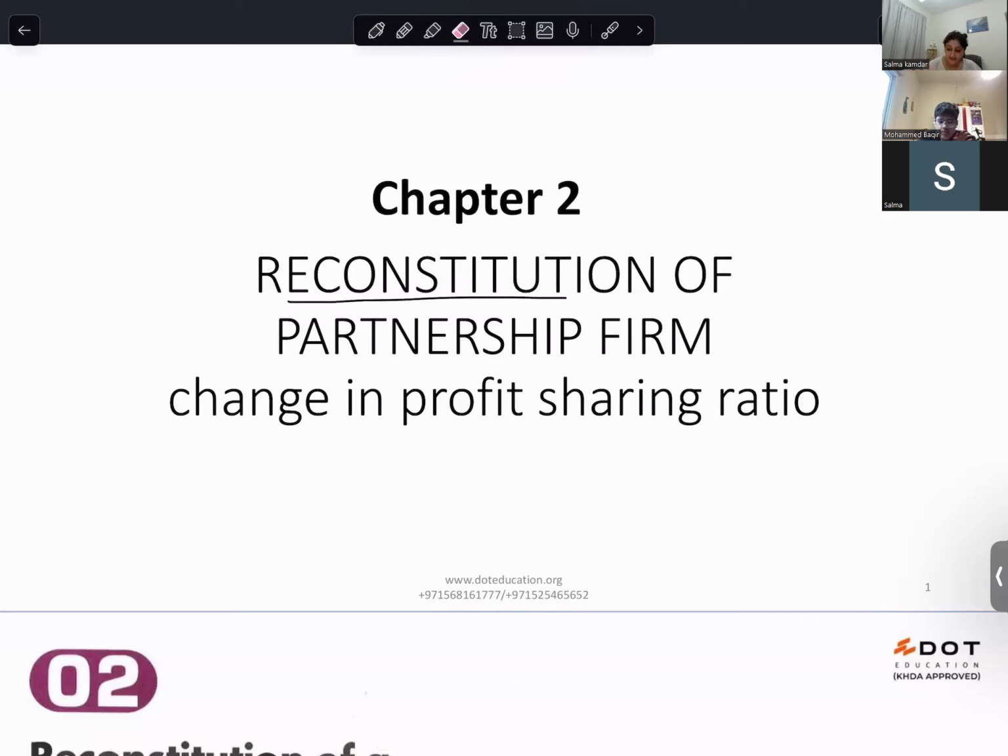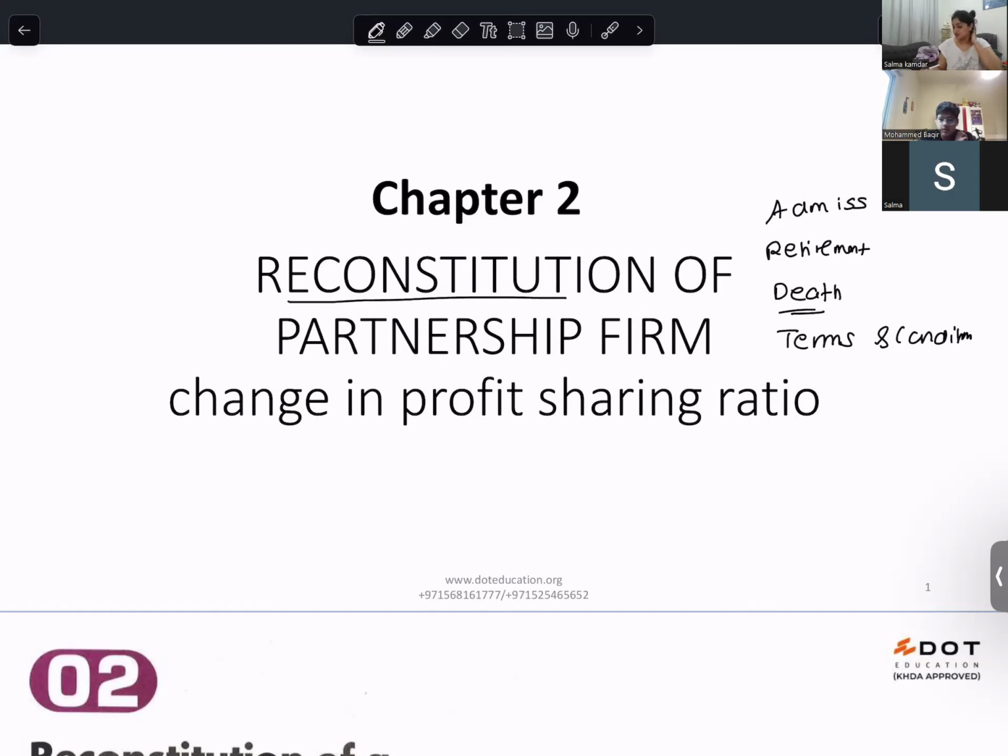That means either there could be admission of a partner, or there could be a retirement of a partner, or there could be death of a partner. Or there is a change in the terms and conditions. So when such things happen, we say there is a reconstitution of the partnership firm. Are you with me? Yes, ma'am.